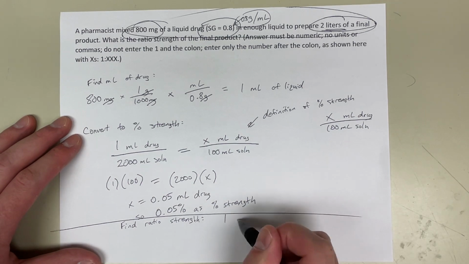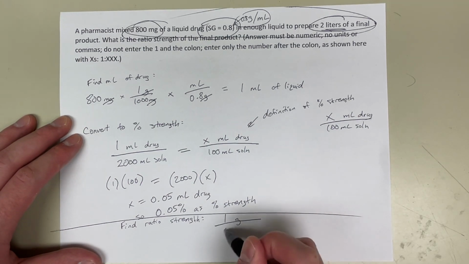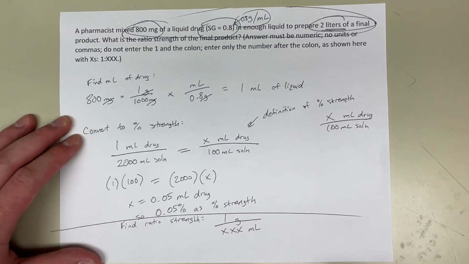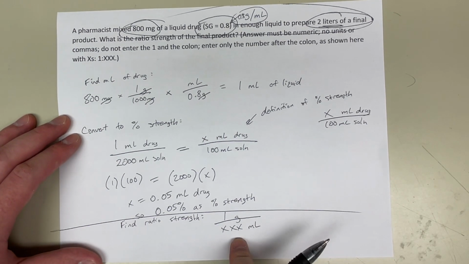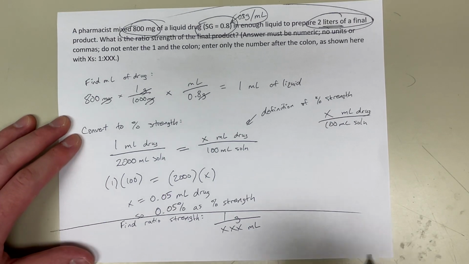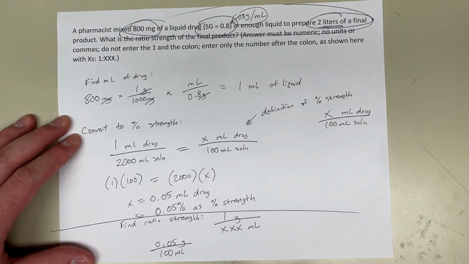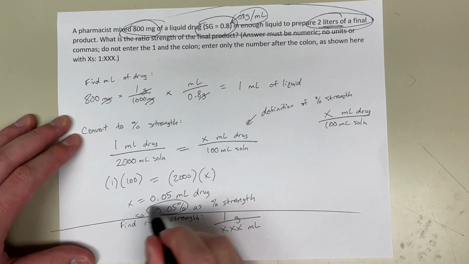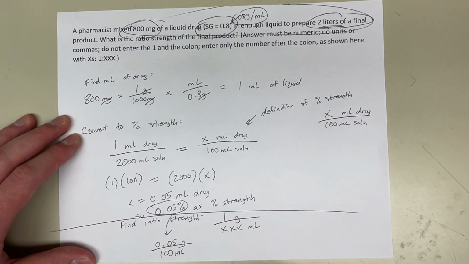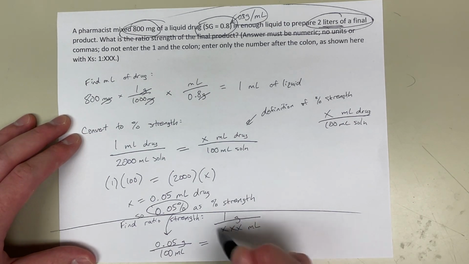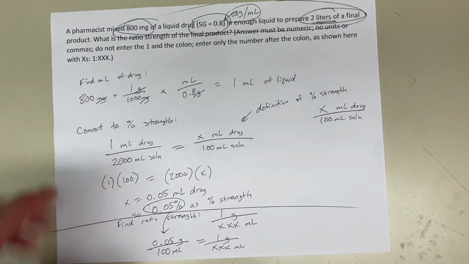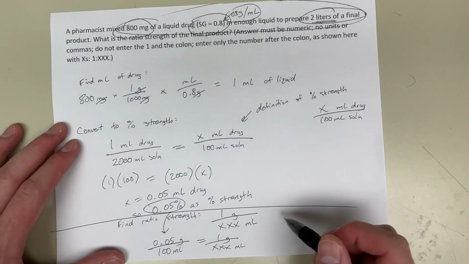So ratio strength is 1 gram over some milliliters. This X is what I need to calculate. So I'm just going to use that percent strength I just calculated, 0.05 grams over 100 milliliters. Right, that's the same thing as this percent strength here. 0.05% is the same thing as 0.05 grams over 100 milliliters. And then I force set it to this percent strength right here. So 1 gram over X milliliters. And then I cross multiply to find my answer.